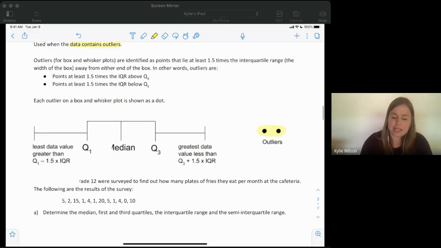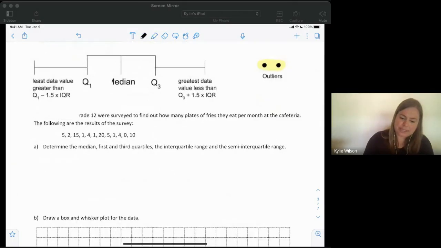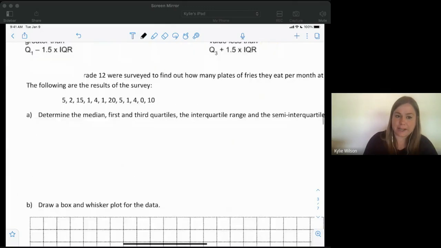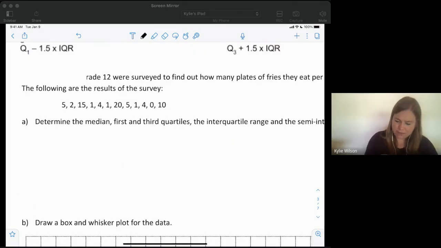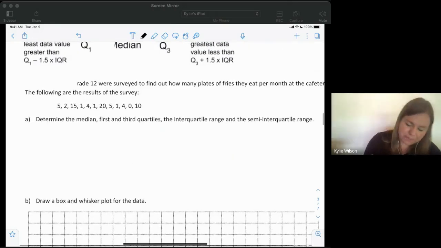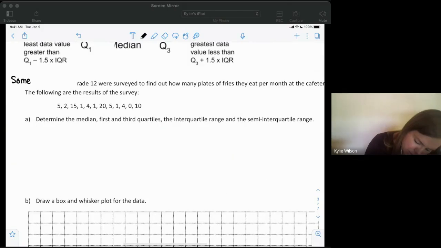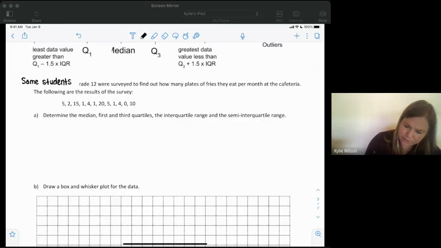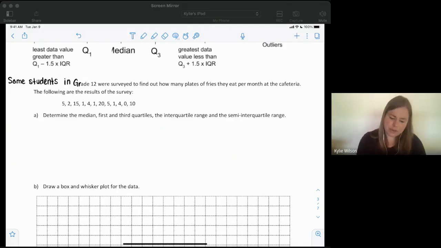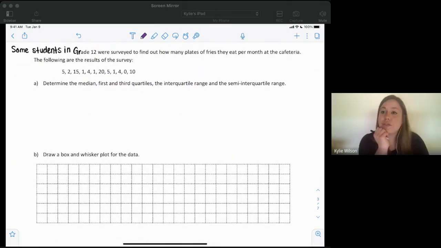Now, I want to go through an example that explains all of this and puts it all together just to make things very clear. Unfortunately, this didn't appear here, so let me quickly write it. It should say some students in grade 12. Sorry about that. There we go. Some students in grade 12 were surveyed to find out how many plates of fries they eat per month in the cafeteria. And these were the following results.